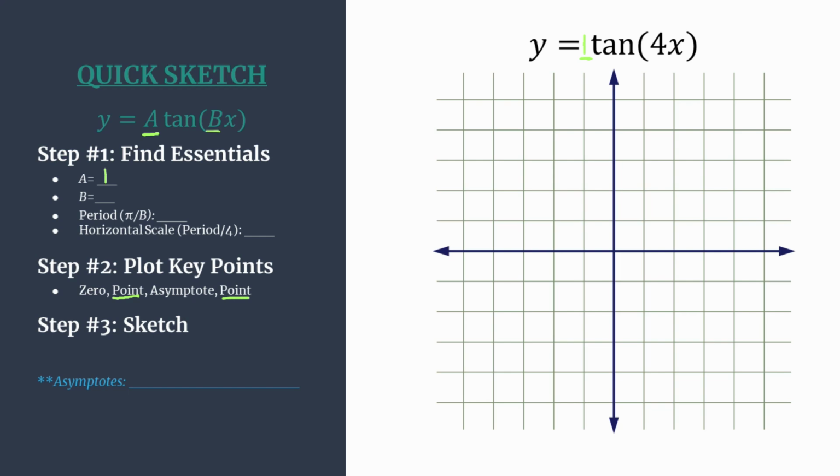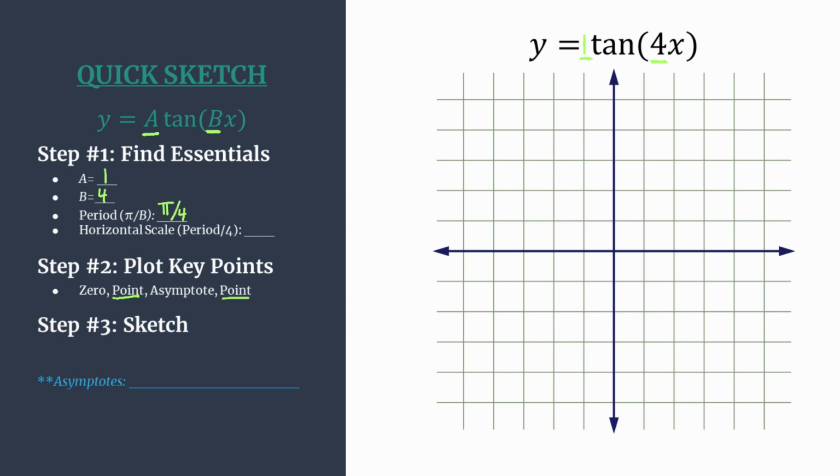B is the coefficient in front of x. For our equation, it's 4. And this is going to help us calculate the period, or the horizontal length of one cycle. The formula is super easy. Just make sure you use pi divided by b for tangent. So our period is pi divided by 4.